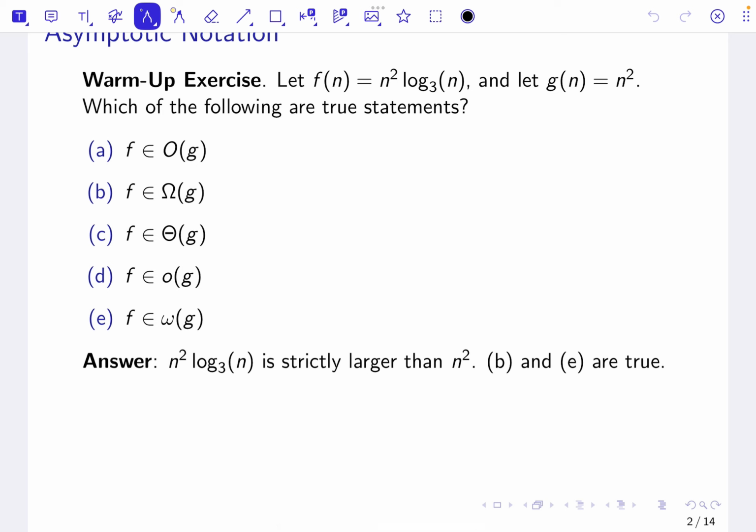So we have functions f of n equals n squared log base 3 of n, and g of n equals n squared. And we've got 5 true or false statements, all based on asymptotic notation. The first 2 you saw last class.